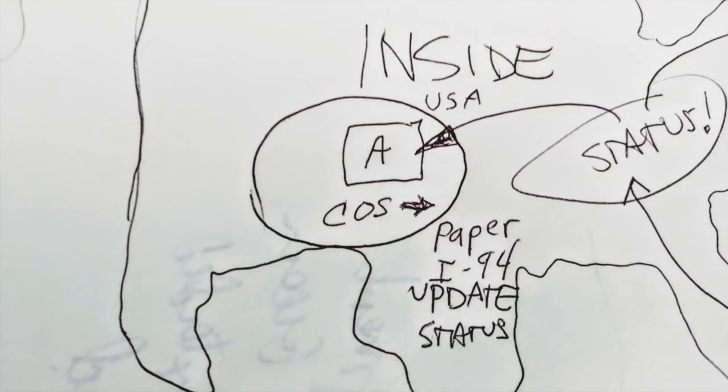So if you're inside America, what do we do? Well, we change your status. How? You go to immigration. The USCIS will change your status inside America by giving you paperwork showing your approved new status.